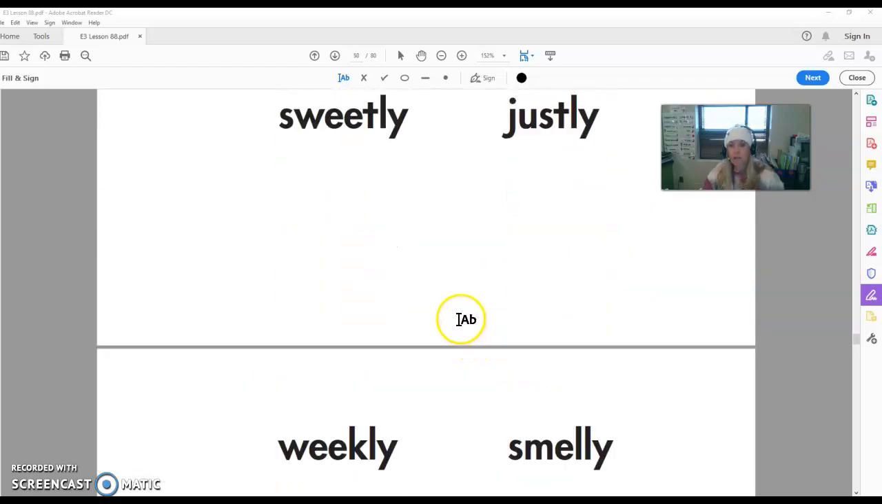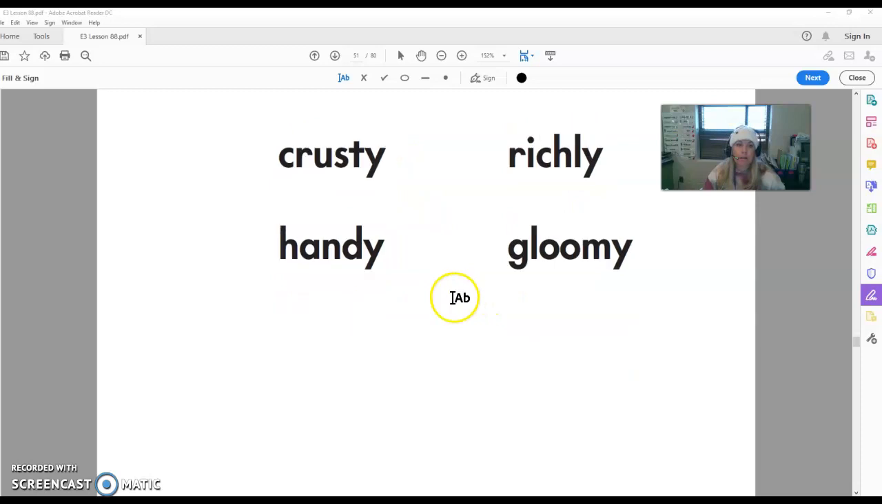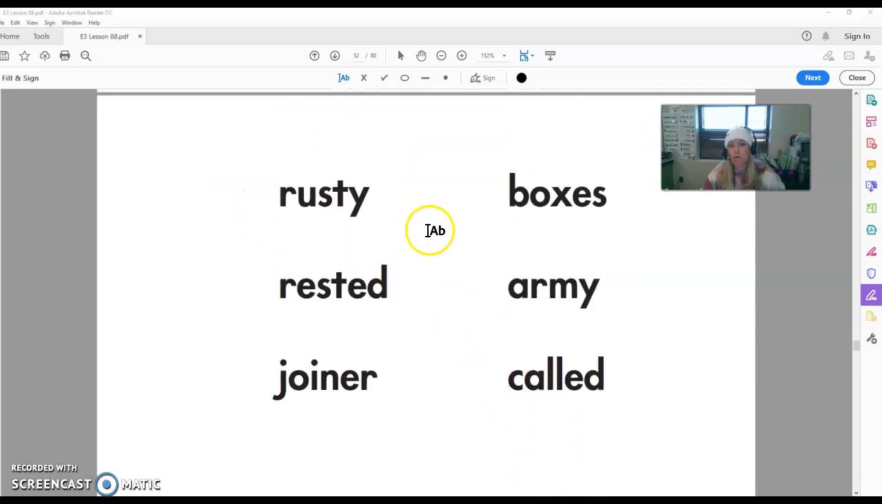I'm going to skip a few of these. So we've got weekly, crusty, handy, smelly, richly, gloomy. So there we've got those LYs, the lee, and then the crusty. So just a Y, it makes that E sound. Rusty, rusted, joiner, boxes, army, called.